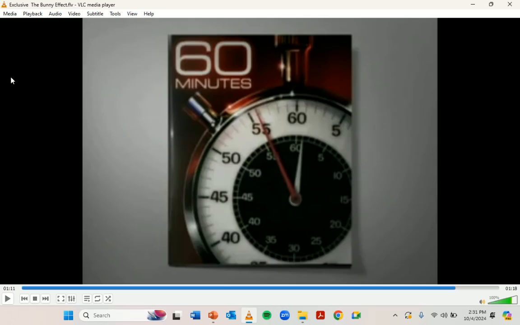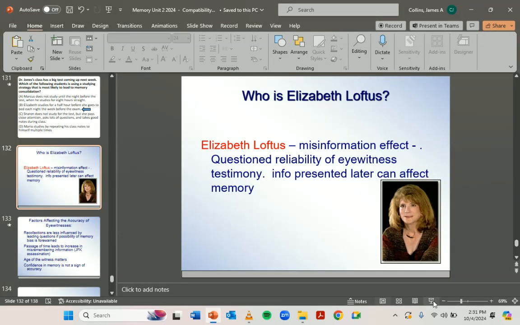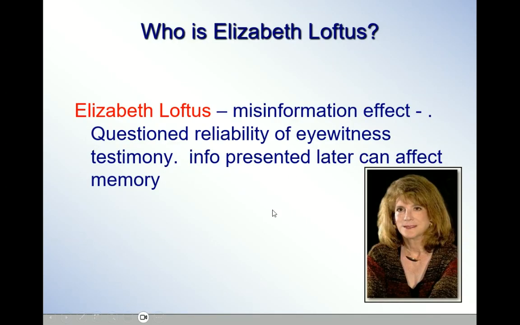So Elizabeth Loftus said that since our memories are so unreliable, we cannot always trust eyewitness testimony. Eyewitness testimony is when somebody gets on the stand and says, I saw the defendant here commit this crime. When in fact, sometimes people are wrong. And it's sad. There's so many innocent people in jail, and some of it's because of eyewitness testimony.